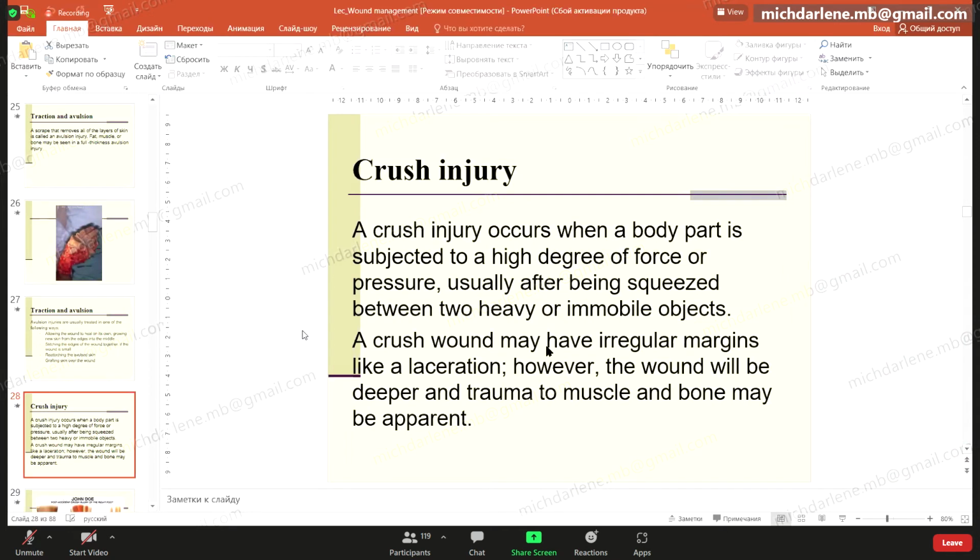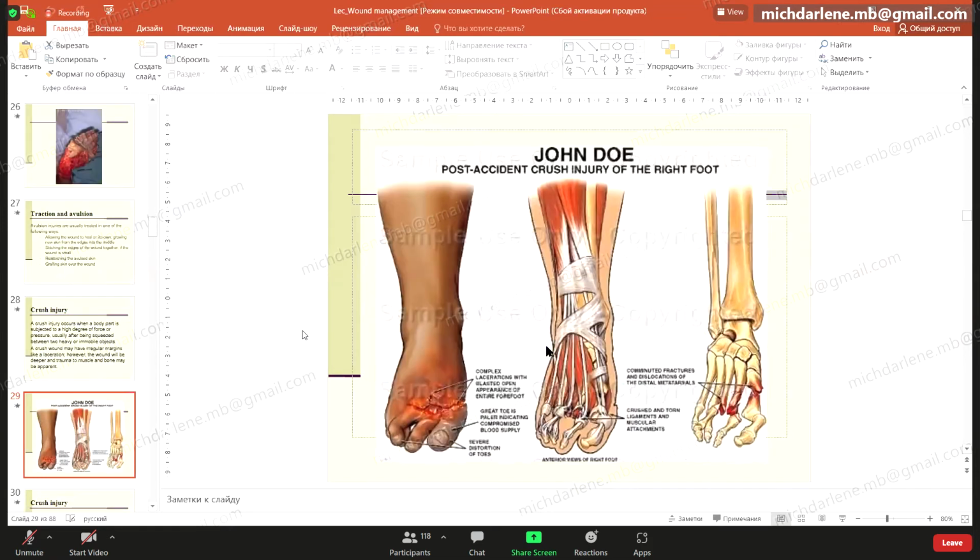Crush injury. Of course, this is when the body part is subjected to a high degree of force or pressure. Maybe it's some special kind of wound which comes with high pressure on the extremity. It's some part from my previous lecture about crush syndrome, and we see deeper kinds of wounds which come with fractures of any kind.